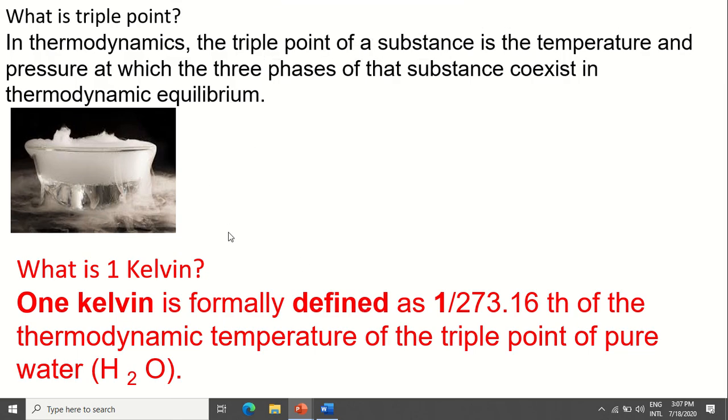There are some definitions I have written for you. You must memorize those definitions because those can come as your knowledge-based question, and also in the competitive exam this type of questions can come. What is triple point? In thermodynamics, the triple point of a substance is the temperature and pressure at which the three phases of that substance coexist in thermodynamic equilibrium. Okay, this is the image of triple point. What is 1 Kelvin? 1 Kelvin is formally defined as 1 by 273.16 part of the thermodynamic temperature of the triple point of pure water.